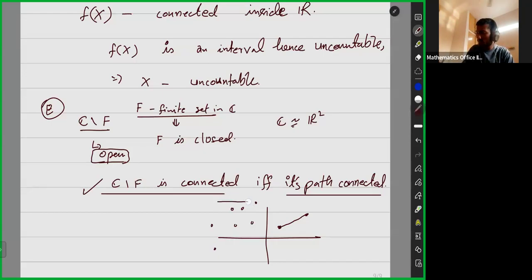Go in 2 steps. First go like this, and you can connect by a sequence of line segments. That means they are all joined together. One line segment ends, the second line segment starts. This way you can connect all the points.